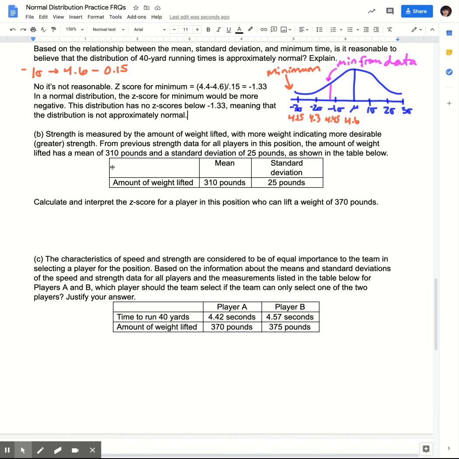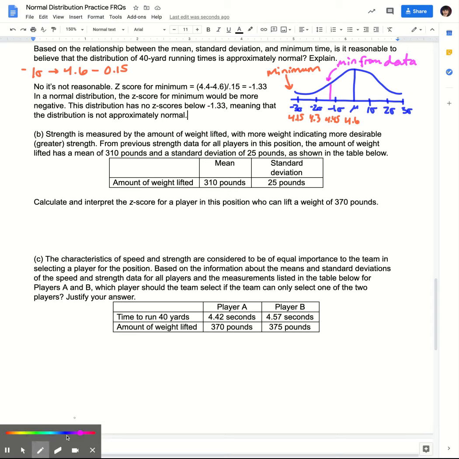All right, so let's look at part B. Now we're dealing with strength here. So we have previous strength data, and from that, I have a mean and a standard deviation for amount lifted. Okay, so this says calculate and interpret the z-score for a player in this position who can lift 370 pounds.